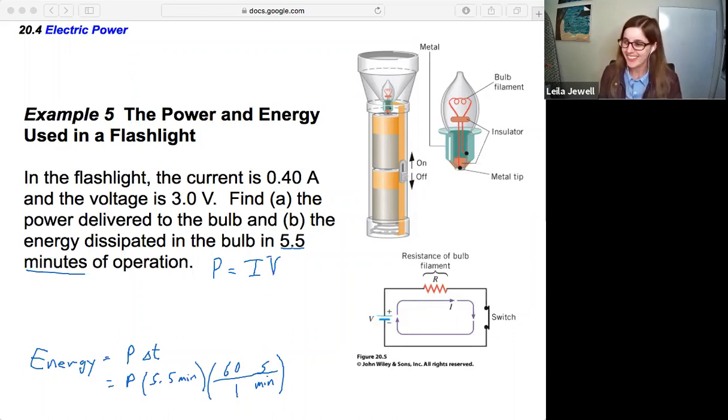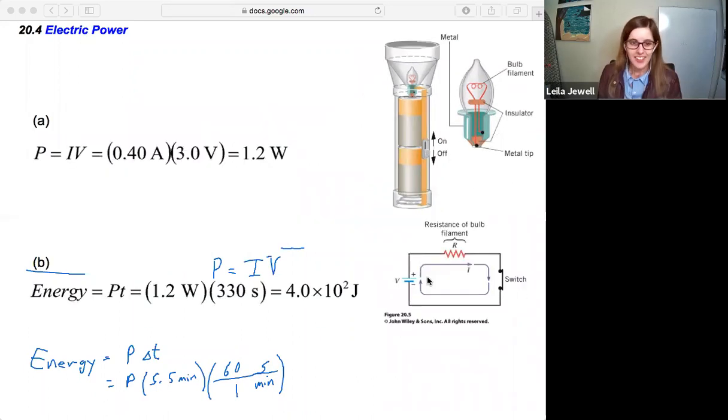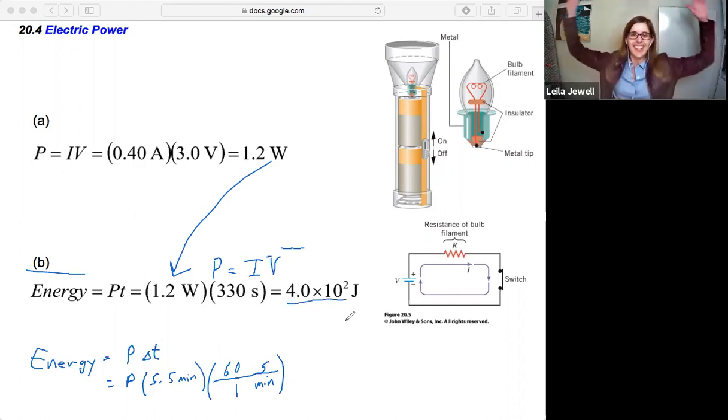So let's take a look. So P equals IV. We have our 0.4 amps times 3.0 volts, comes out to 1.2 watts. For the energy, it's the power times the time. So 1.2 watts from A multiplied by 330 seconds, or 5.5 times 60 will give you that amount of seconds. So that comes out to 4.0 times 10 to the 2 with what units? Joules! Back to our favorite unit of energy, the joule. So this wraps up the section on electric power.